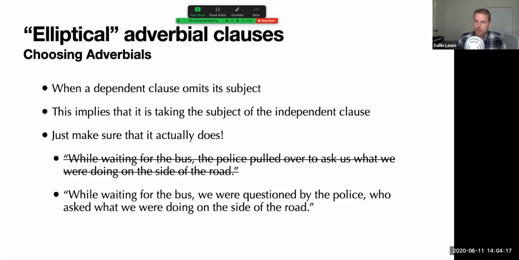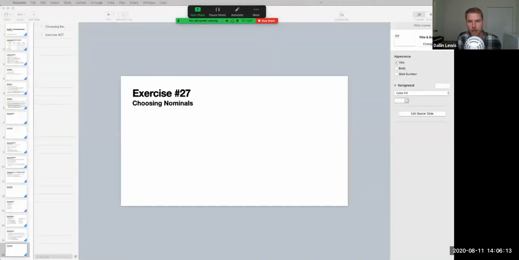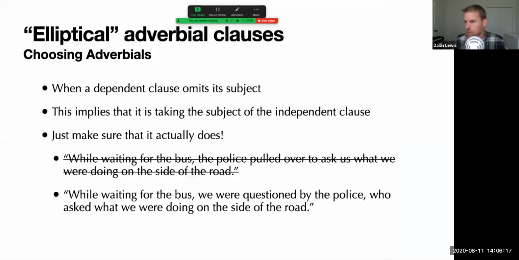And because we don't have a subject here, the reader is going to assume that... Okay, let me just remind myself where we were. While waiting for the bus, the police pulled over to ask us what we were doing on the side of the road. And as we pointed out, there is no subject in this elliptical clause. It is implied, but it's implied to be the police, which makes no logical sense. So this is why this sentence has a serious problem.